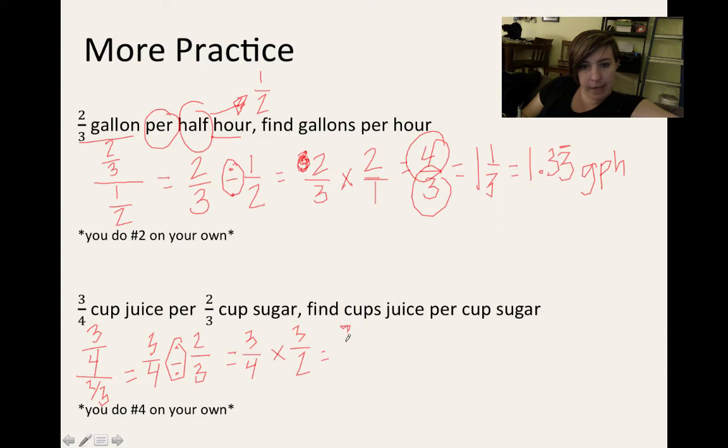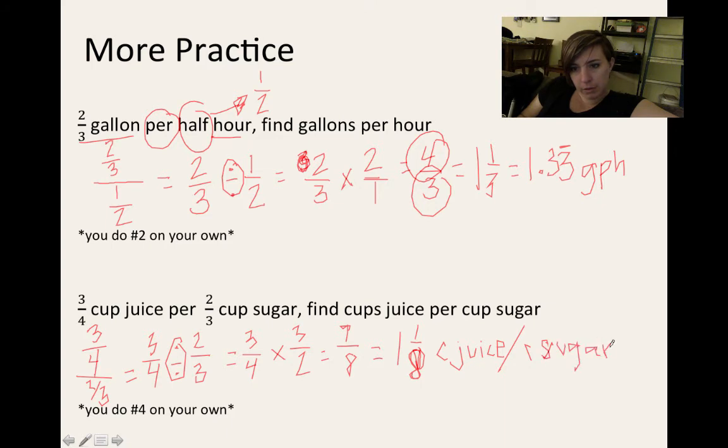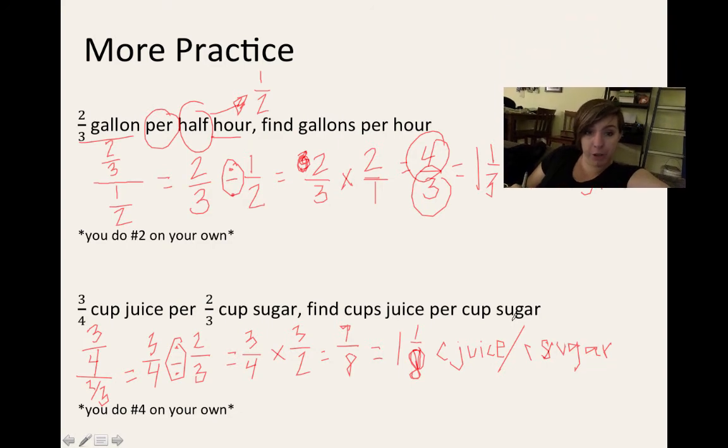3 times 3 is 9. 4 times 2 is 8. This becomes 1 1/8. All right, that's an 8. This becomes 1 1/8 cups of juice per cup of sugar. Anytime you see this dash like that, that means per. Alright, and then you're going to pause the video and do number 4 on your own.